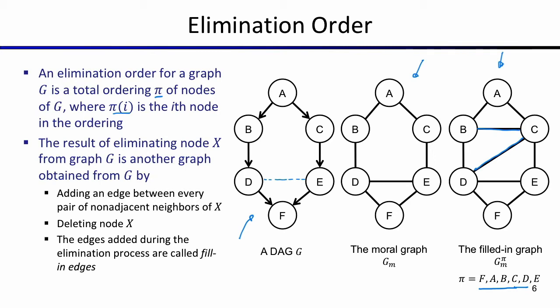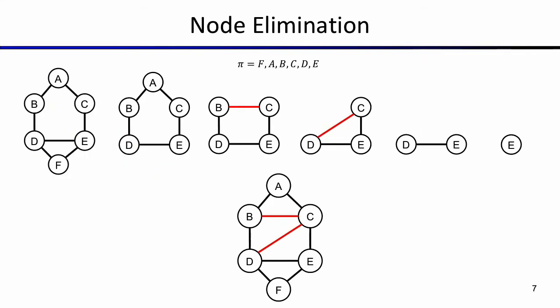Let's take a look at the next slide, where I do a step-by-step example of this process of creating fill-in edges. The elimination order is this: pi, F, A, B, C, D, and E, and this is our initial graph, that is the moral graph. The first variable we're going to eliminate is F, and F has two neighbors, D and E, and we need to connect those two neighbors together. When we do this, we realize that D and E are already connected, so we are not generating any new fill-in edges, so we continue the process here.